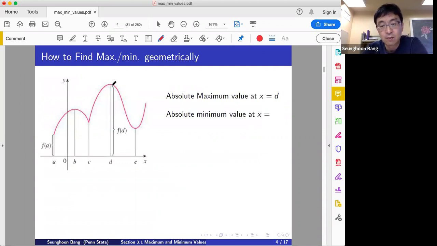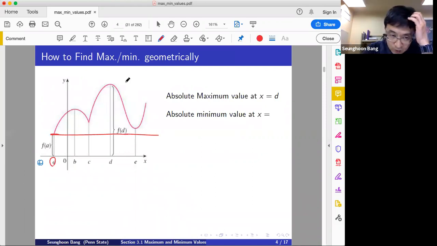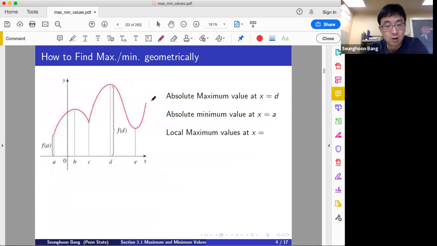What is the x value for the absolute minimum? Could you write your answer on the chat board? The absolute minimum is the smallest value. Yes, so we have A, because this value is the smallest one, and all other values are above y equals f of A. So it's A.